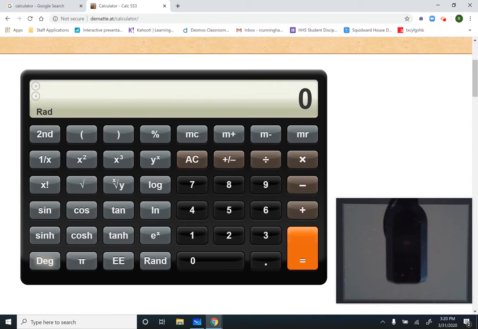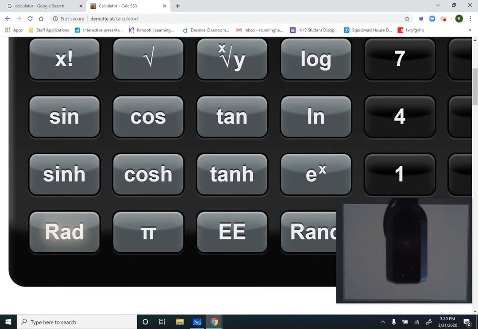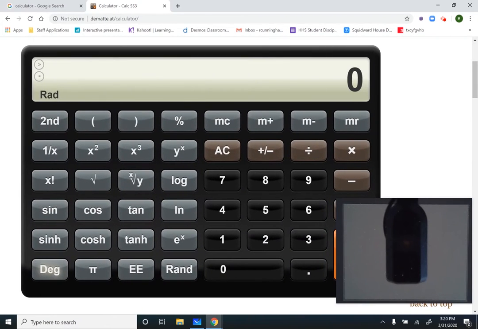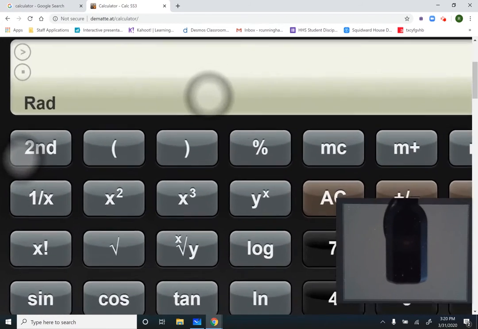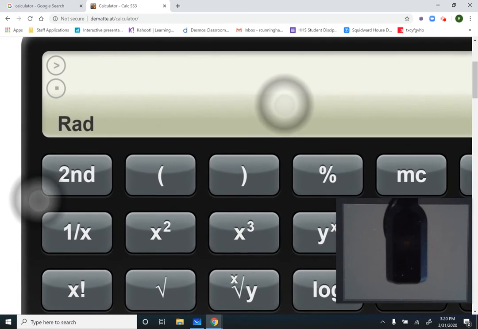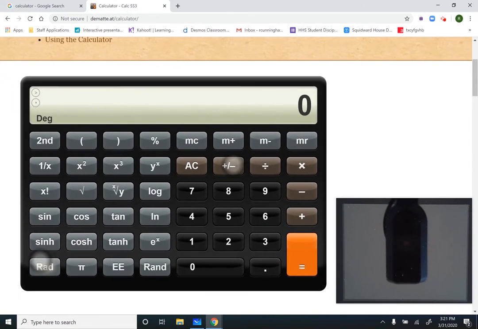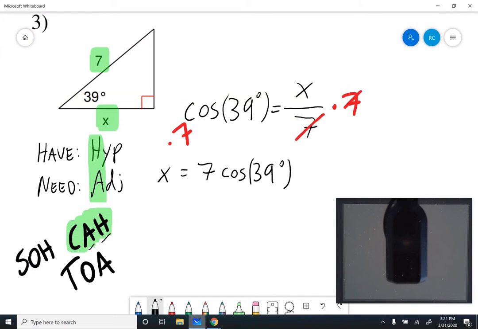Now, in the very bottom corner here is this deg and rad button. That will get you back and forth between degrees and radians. You want to make sure that in the window up top, it says degree or deg. It says rad right now, so I'm going to change it. We're now in degrees. Now, going back to the whiteboard, we want to do 7 times cosine 39 degrees.